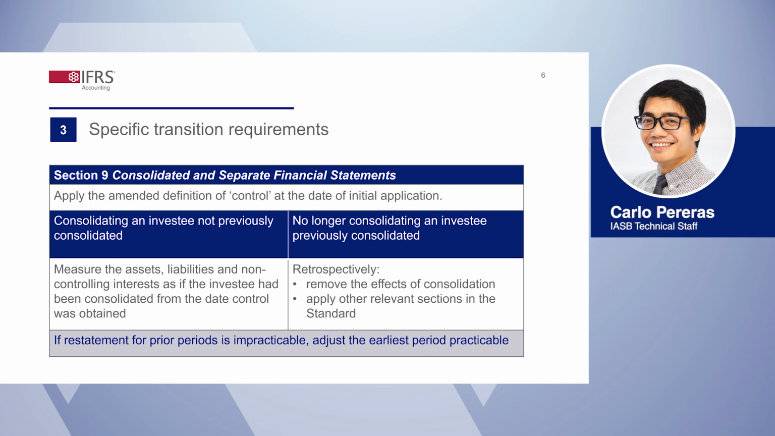In some cases, it may be impracticable to adjust comparative information for all prior periods. An example could be for an acquisition that happened 10 years ago, and all the information to make 10 years of adjustments might not be available. In this case, the standard provides specific transition relief. This relief allows an SME to make those adjustments from the earliest period practicable, which could be the current period.